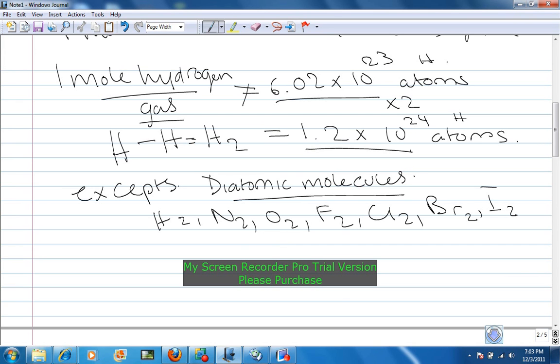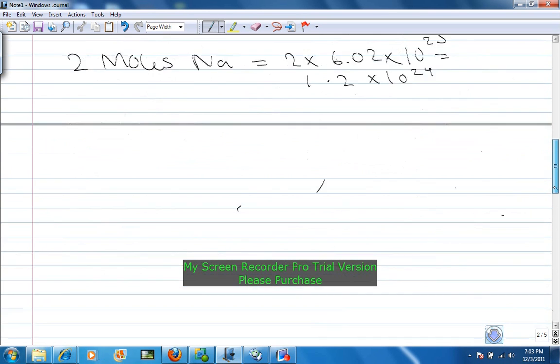So what else is there? We need to talk about, okay, if you have, for example, 2 moles of something, say Na, 2 moles of Na, again you would multiply. It's the same concept as diatomic molecules, right? You'd multiply 2 times 6.02 times 10 to the power of 23, which is, as we know, 1.2 times 10 to the power of 24. Okay? So it's really not that bad.